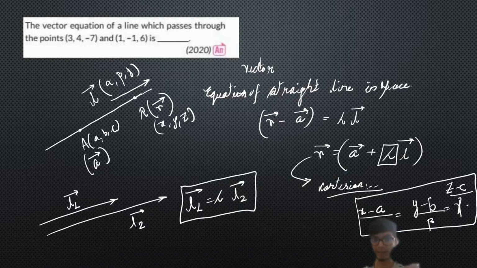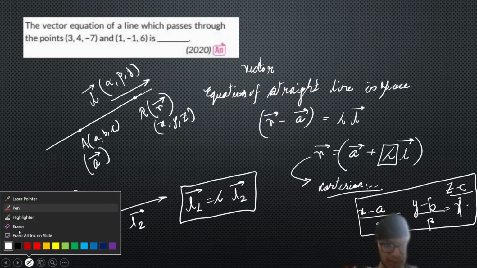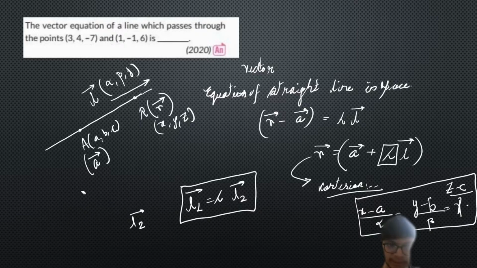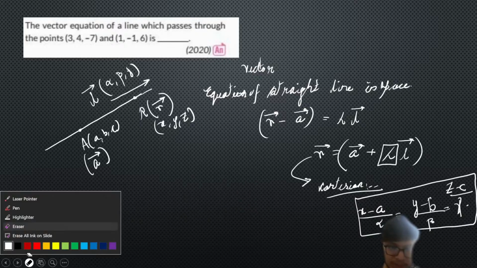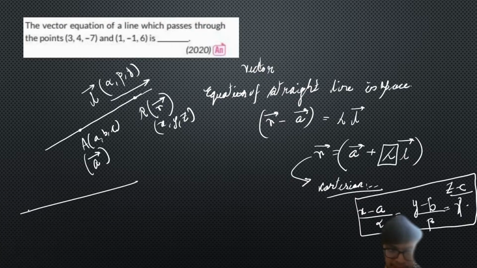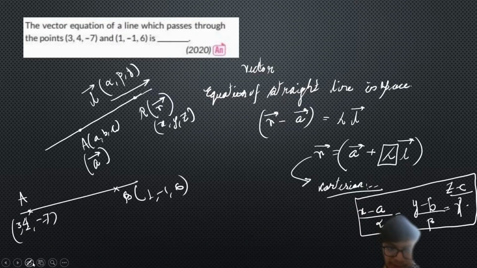Once we understand this, let us see how we can find the equation for the given problem. Here we have to find the equation of a straight line passing through the given points. This is point A, 3, 4, minus 7, and the second point, point B, is 1, minus 1, 6, right? So these are the given points.